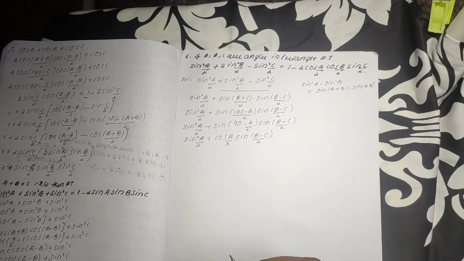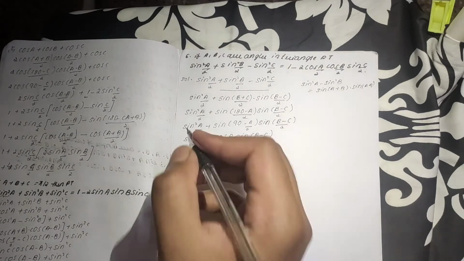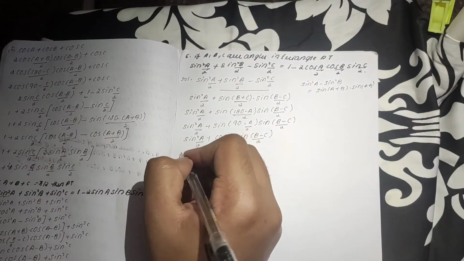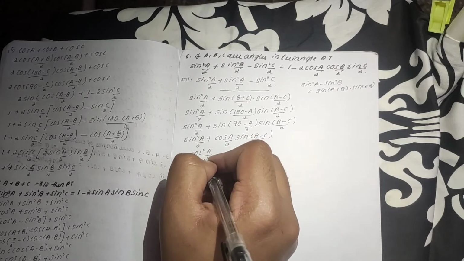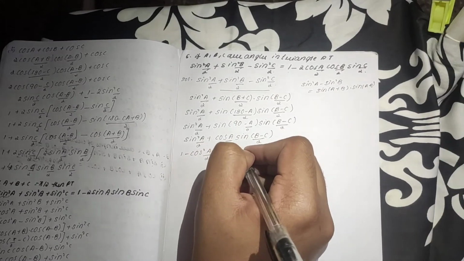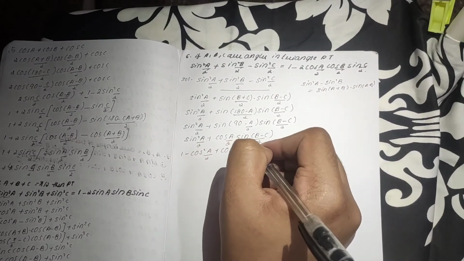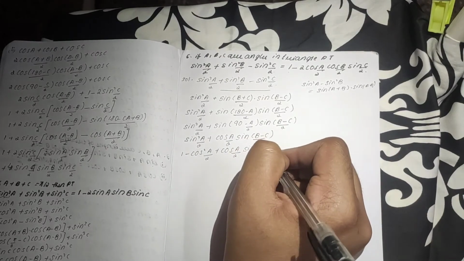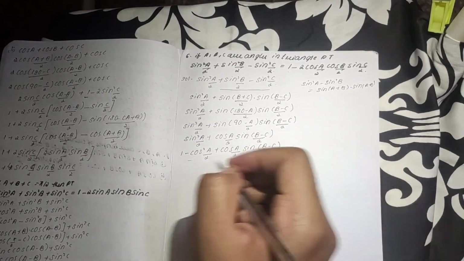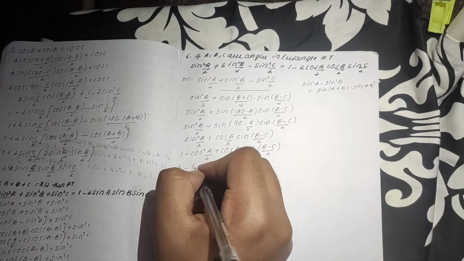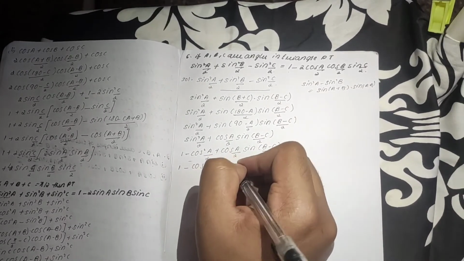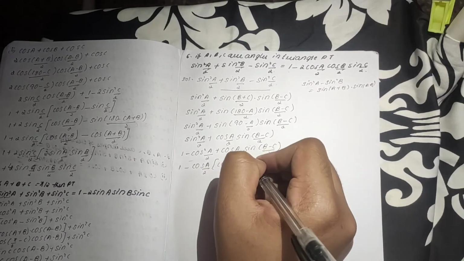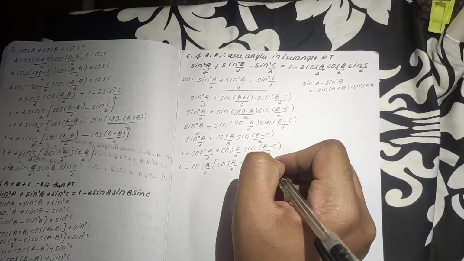From the trigonometric identities, we have learned that sin square theta plus cos square theta is equal to 1. From that formula, sin square theta is equal to 1 minus cos square theta, plus cos A by 2 into sin (B minus C) by 2. From these two terms, take minus cos A by 2 common. So this is cos A by 2 minus sin of (B minus C) by 2.